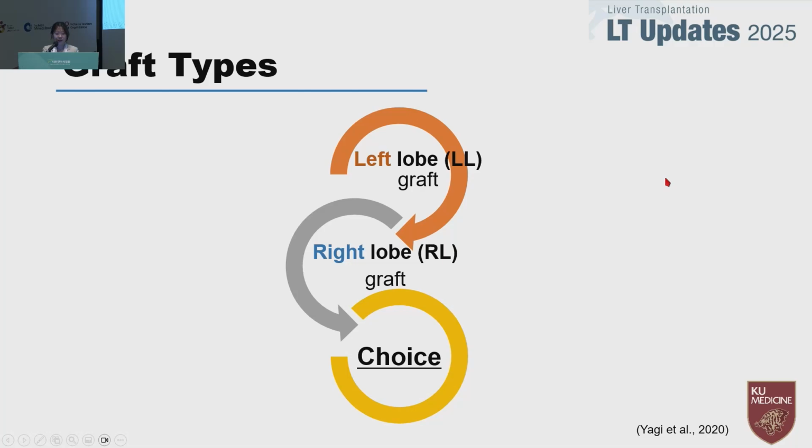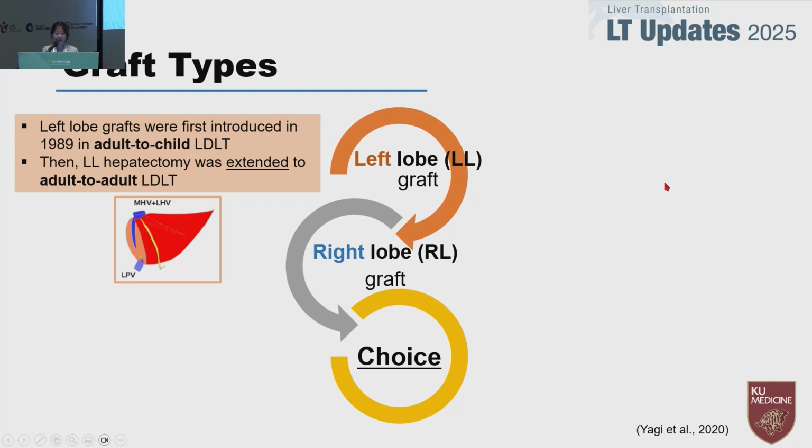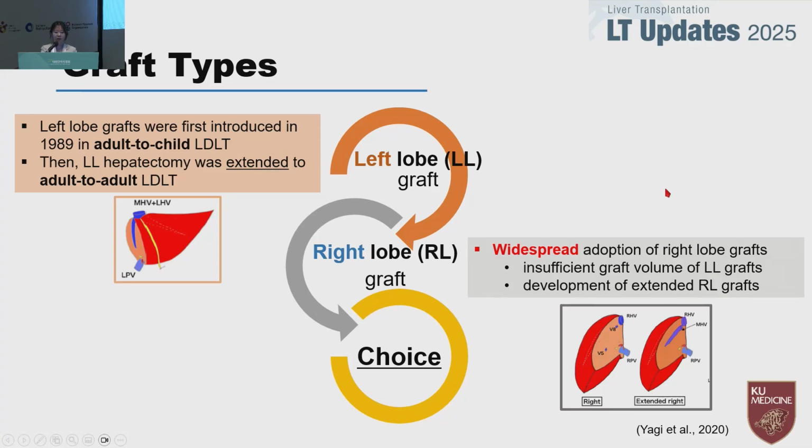Generally, there are two main types of liver graft, left and right lobe. Historically, left lobe grafts were first introduced in 1989 in adult-to-child LDLT. Soon thereafter, left lobe hepatectomy was extended to adult-to-adult LDLT. However, concerns regarding insufficient graft volume for recipients led to development and widespread adoption of right lobe grafts, particularly with development of extended right liver grafts.